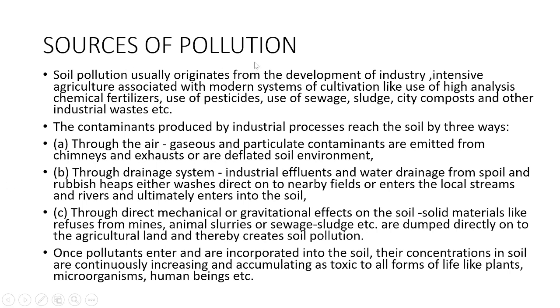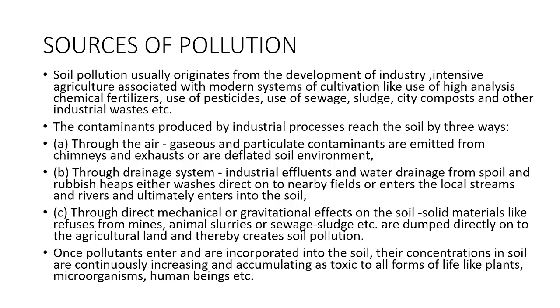What are the sources of pollution? Soil pollution usually originates from the development of industries and intensive agriculture associated with the modern system of cultivation, like the use of high analysis chemical fertilizers, use of pesticides, use of sewage sludge, city compost, and other industrial waste. Okay, so soil pollution originates from all that we know. These are the main sources.